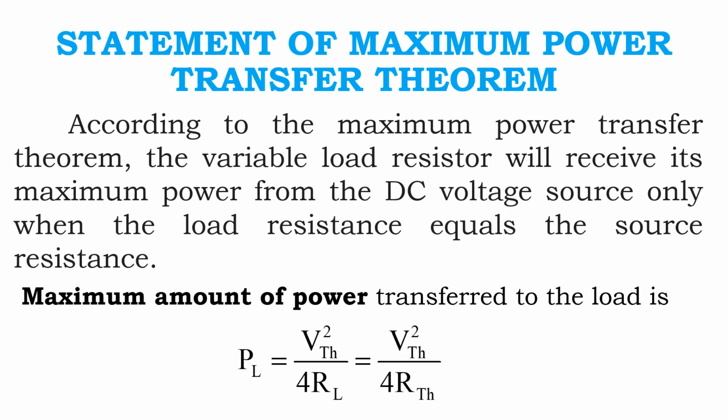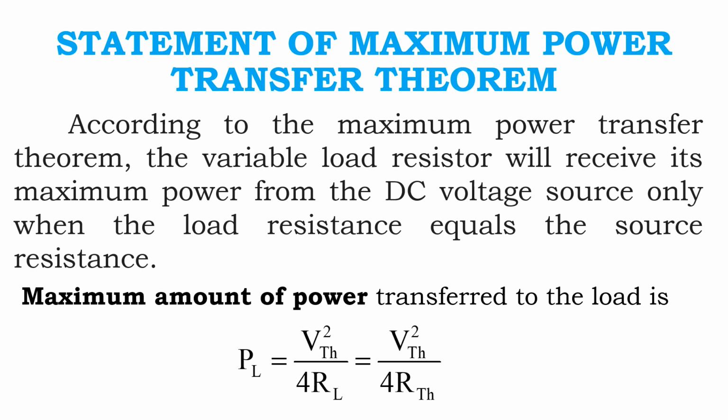Next we will go to the maximum power transfer theorem. We will see the statement first. According to the maximum power transfer theorem, the variable load resistance will receive its maximum power from the DC voltage source only when the load resistance is equal to the source resistance. That is, whenever the load resistance is equal to the source resistance, we will get the maximum power. That is what the statement represents.